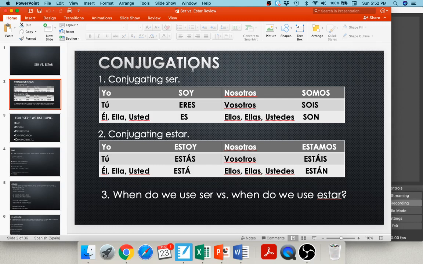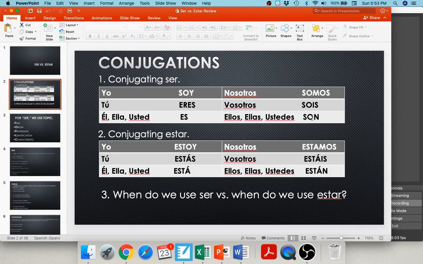So, ser is conjugated here as soy, eres, es, somos, sois, and son. Estar is conjugated as estoy, estás, está, estamos, estáis, and están.